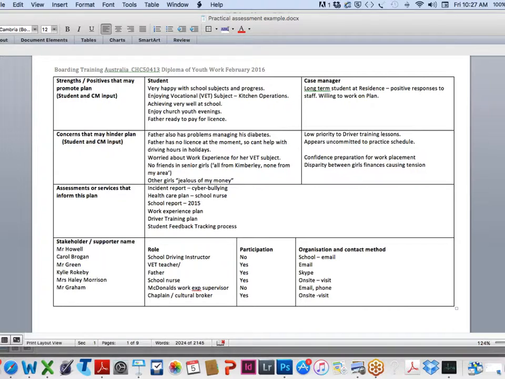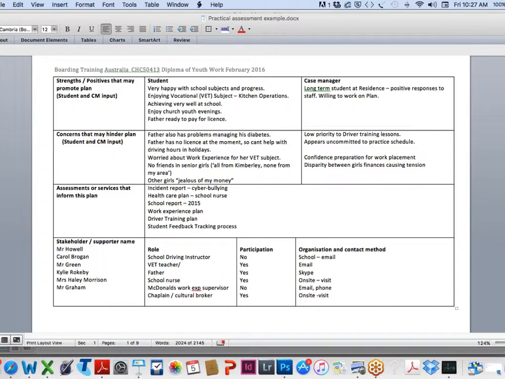She's going very well. She enjoys her youth group involvement with the church, where the chaplain runs a youth evening, and her father's got the money ready and waiting to pay for her licence. So she's got some positives and strengths there, but the concerns that we've isolated are that her father has problems managing his diabetes. He's got no licence at the moment, so when she goes home on holidays, he won't be able to help her with her driving strategy.